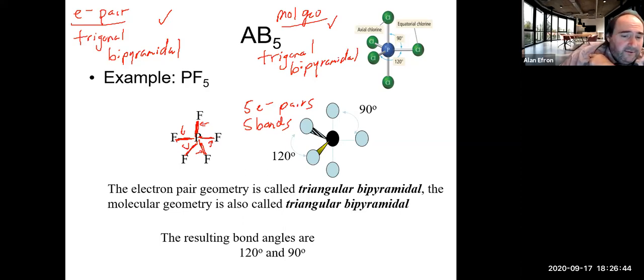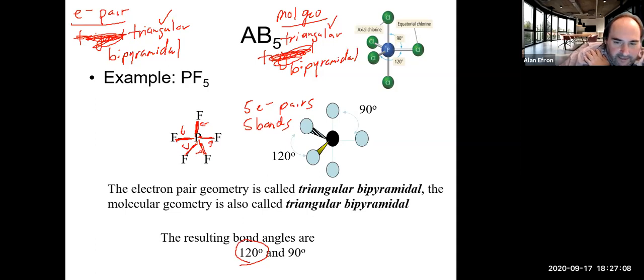Actually, this is triangular bipyramidal. I'm sorry, I got the trigonal in my head. I'll say the right one there. So this is actually triangular bipyramidal on both of those. I should use the right terminology there. Triangular bipyramidal. Triangular because there is a bond angle that is 120 degrees, just like our triangle.